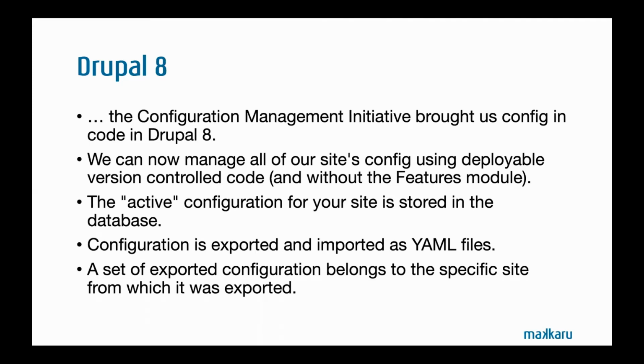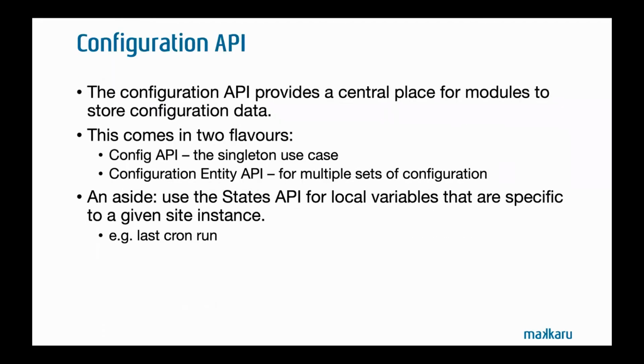Now, an important part of the configuration in Drupal 8 is the configuration API. So anything in Drupal that needs to store configuration data will use this. It's two flavors: config API, which is your singleton, really simple configuration, such as site name, site mail, or an API key, that kind of thing. And configuration entity API, which is for multiple sets of configuration. That's actually used for things like views, vocabularies, fields.